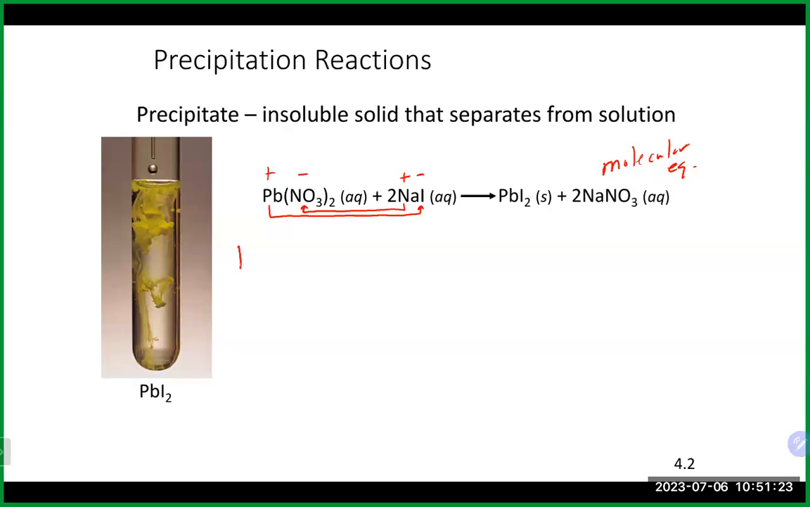The first one, which will break apart, is a strong electrolyte. We will have a lead with a +2 charge. We have 2 of the nitrates, which will break apart, so the 2 comes out in front. Our sodium iodide is also a strong electrolyte, so the 2 in front gets distributed to everybody behind it.